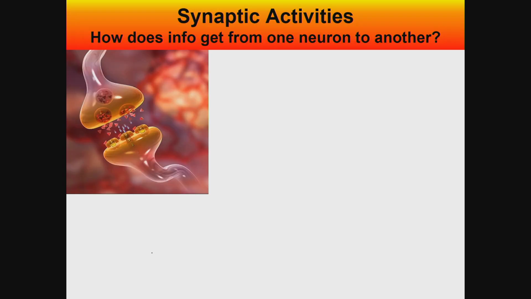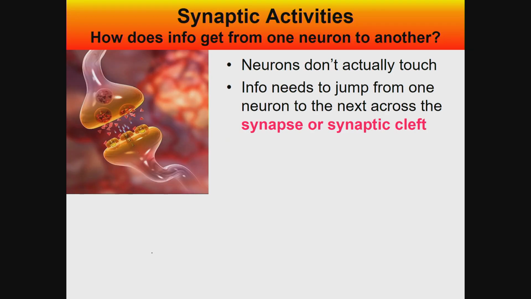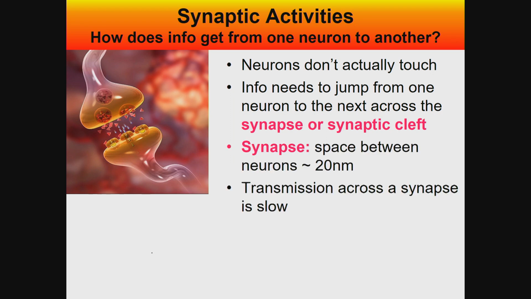Let's talk about the synapse. Neurons don't actually touch. Information needs to jump from one neuron to the next across the synapse or synaptic cleft. The synapse is the space between them, about 20 nanometers wide. Transmission across the synapse is slow because the neurotransmitter has to diffuse from one neuron to the next.